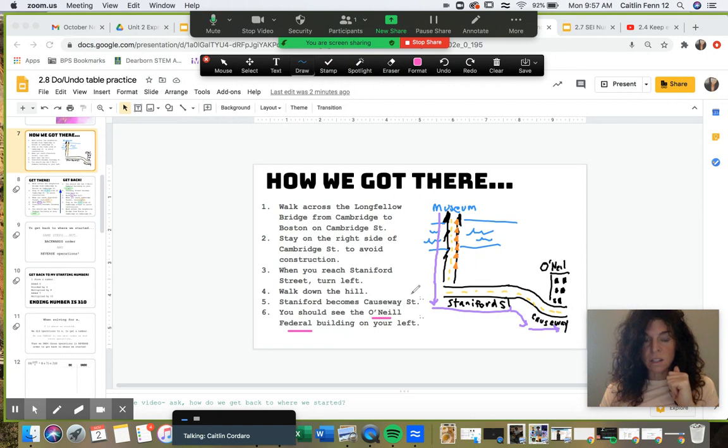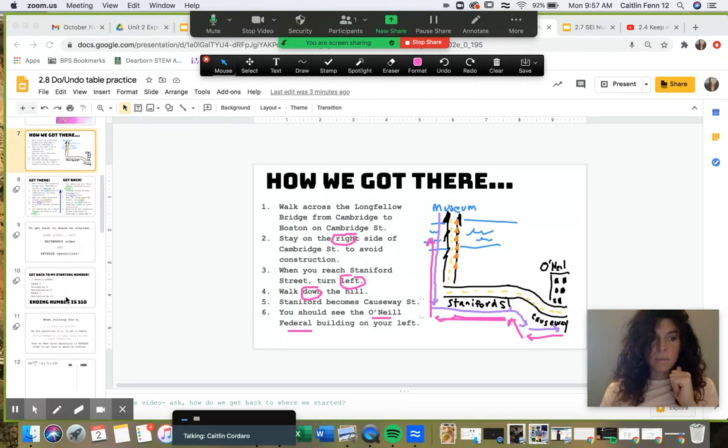And the directions were opposite. So as we went back, instead of going down, we went up. Instead of turning left, we turned right. Instead of staying on the right side of the road, we stayed on the left side of the road to get back to where we started.